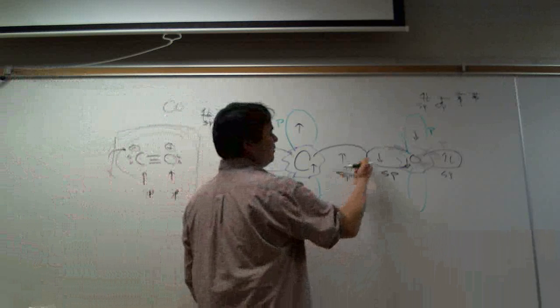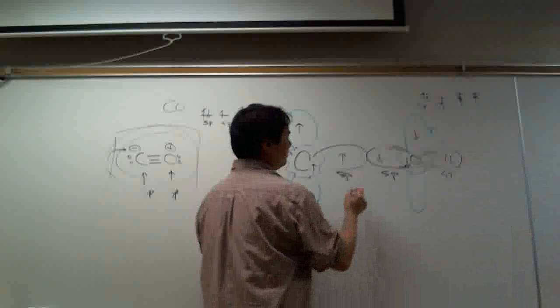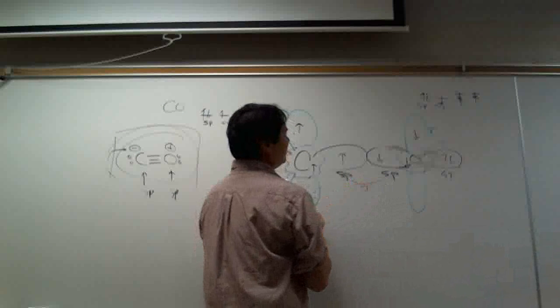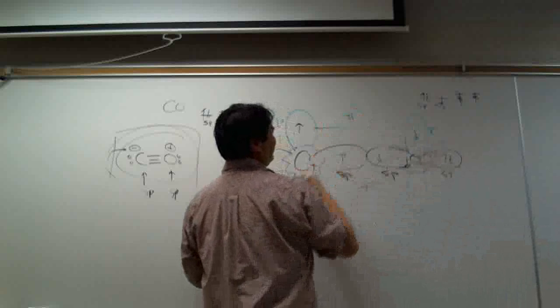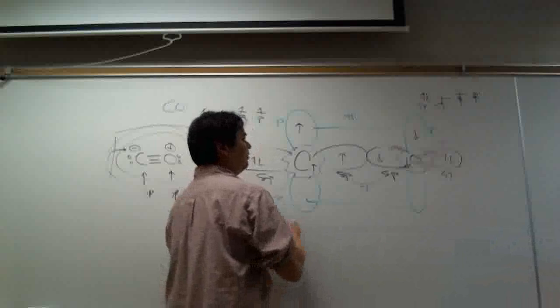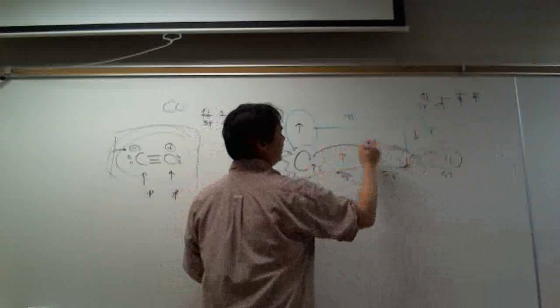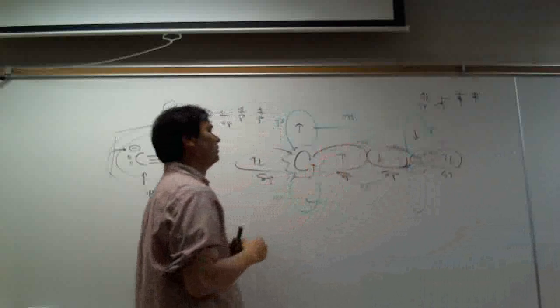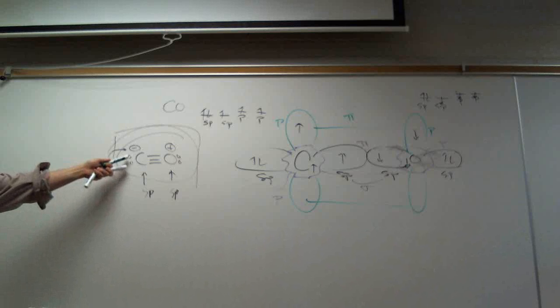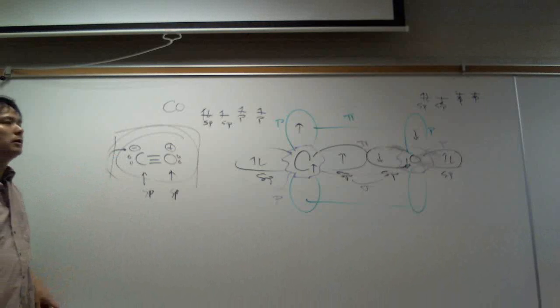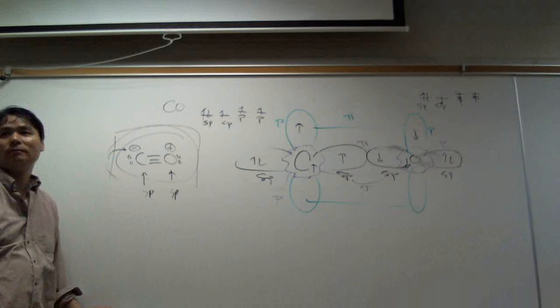So we have what? We have an SP sigma bond, a PP pi bond, and another PP pi bond. That gives us our triple bond. Is this diamagnetic or paramagnetic? Paramagnetic. No, it's diamagnetic. All the electrons are paired. So diamagnetic. It's got a triple bond. The bond order is 3.